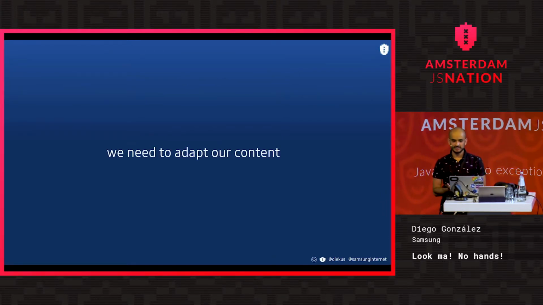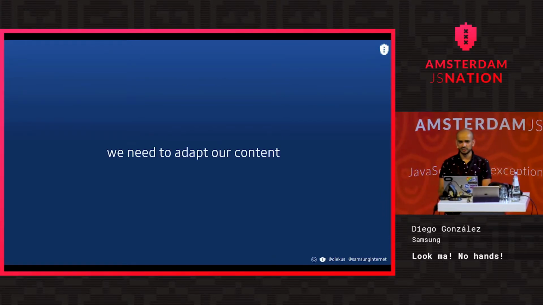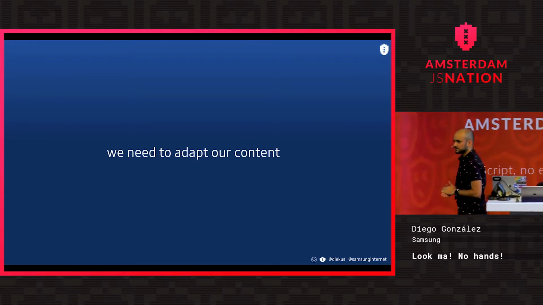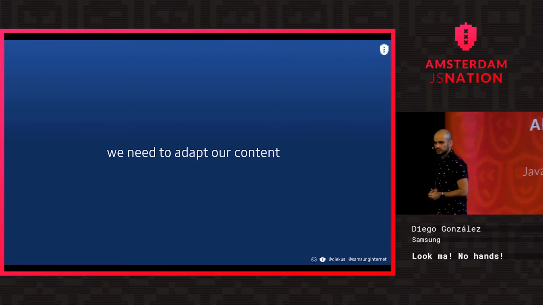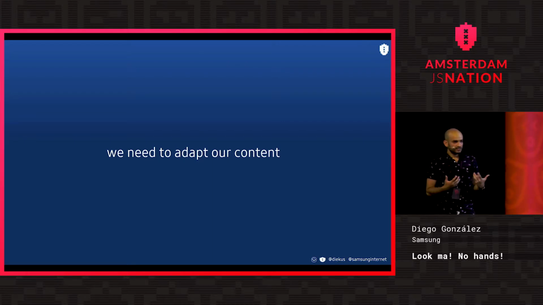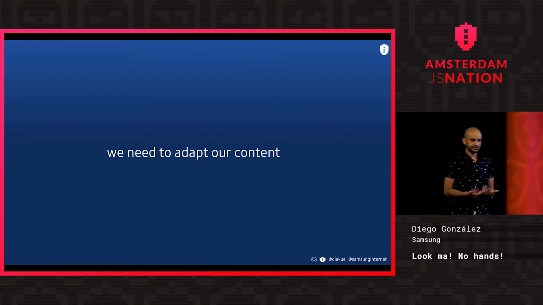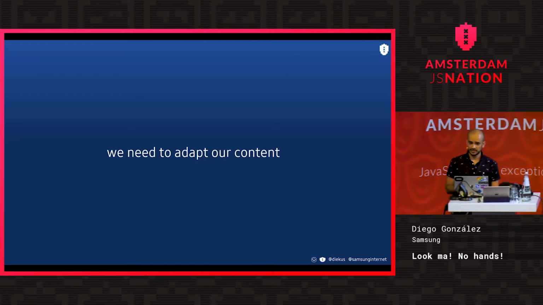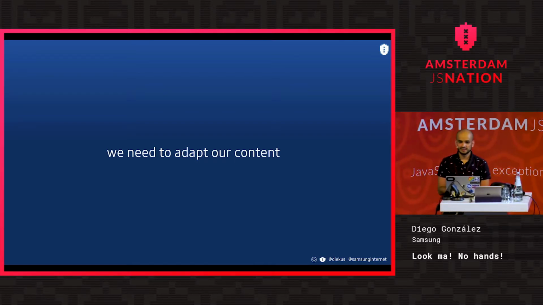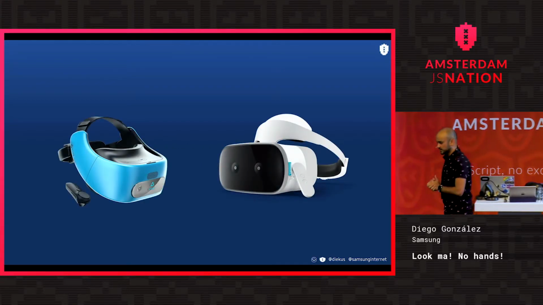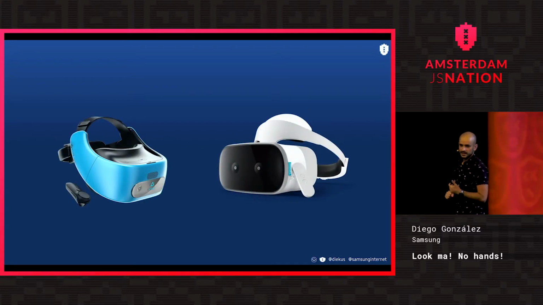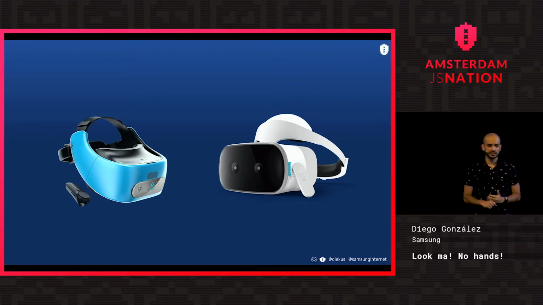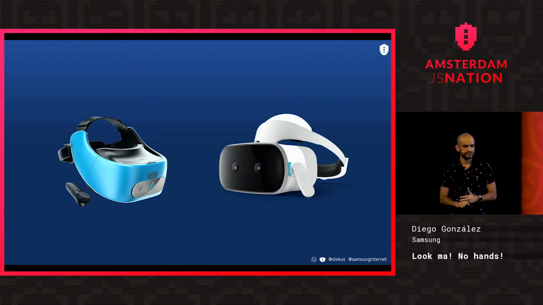The basic idea here is that we need to adapt our content, and it's not really that different from what we've already been doing since the rise of the mobile web. Does it make sense for me to start thinking about what happens if the user does not have 6 degrees of freedom controllers, for example? It kind of does, and we actually need to start doing it. I want you to take a look at the 2 devices that are right now on screen. One is the HTC Vive Focus, and the other one is the Lenovo Mirage Solo. Are they 6 degrees or 3 degrees of freedom?